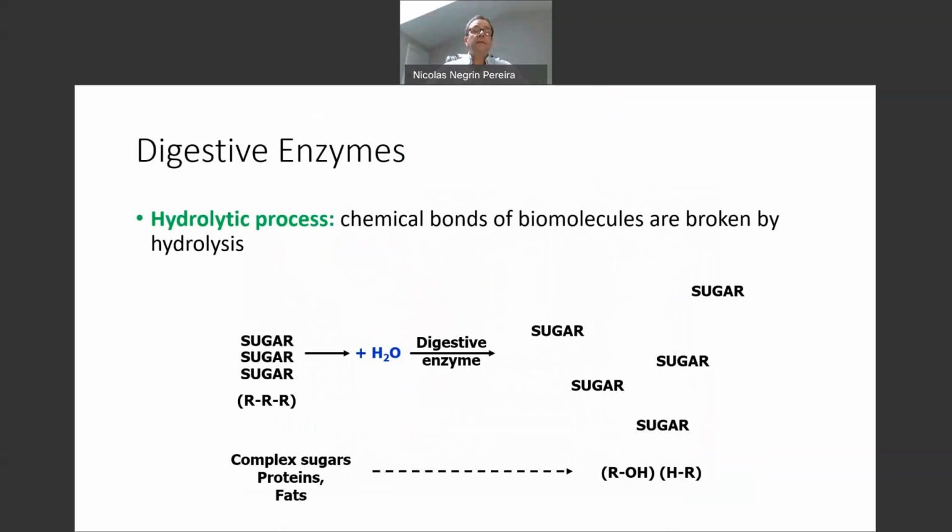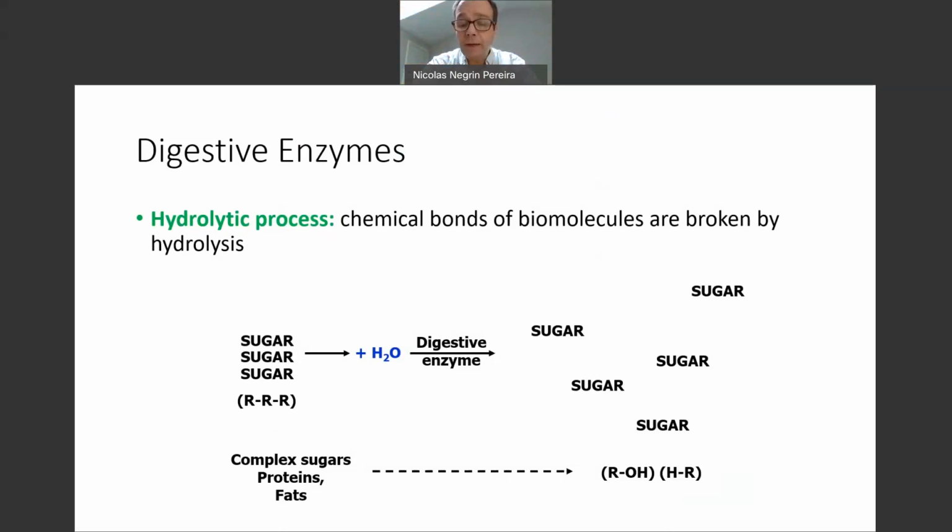So the digestive enzymes, all the enzymes that participate in digestion and absorption, are mainly hydrolytic enzymes, meaning that the chemical bonds of the biomolecules are broken to free the energy that is potentially stored in those chemical bonds. We have the active participation of water. That's why it's a hydrolytic process.